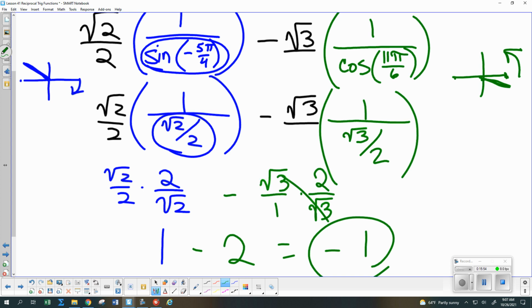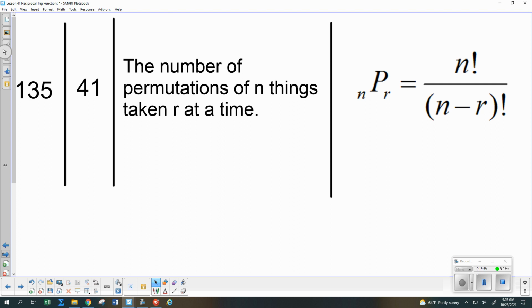Okay, last thing for today is some calculator work. The number of permutations of n things taken r at a time can be written with that P. The total number goes up here on the left, and how many we're taking at a time goes here. It is n factorial, the total number of things we're choosing from, over n minus r factorial. You've got to subtract those two to get the denominator's factorial. So let me give you an example of what that might look like.